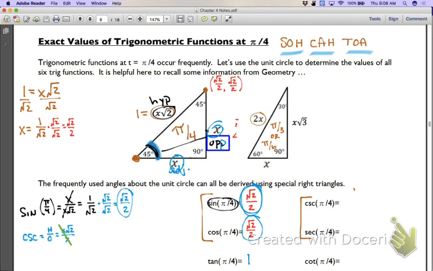So what is cosecant of pi over 4? Just the square root of 2. So, knowing what you know, what is secant of pi over 4? Square root of 2. And then the last one, that is still the easiest one, what is the reciprocal of 1? Still 1.